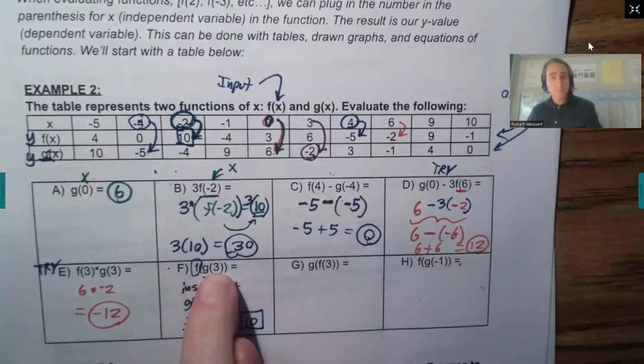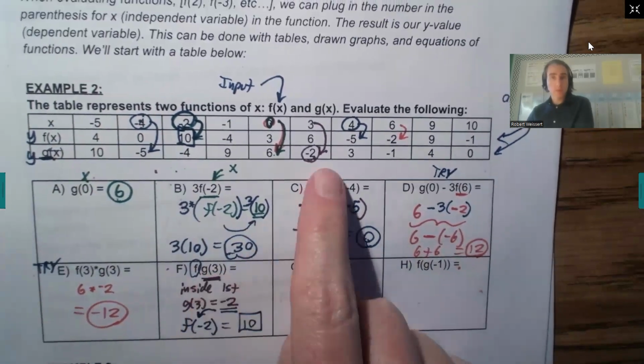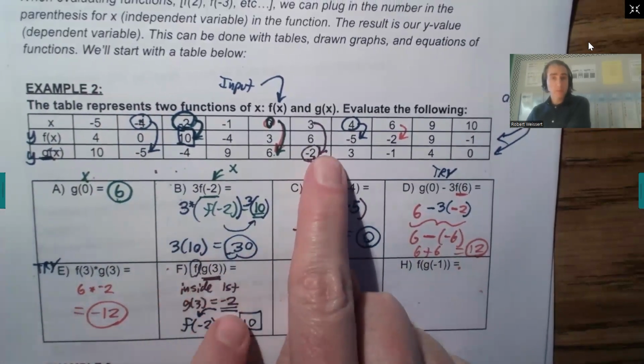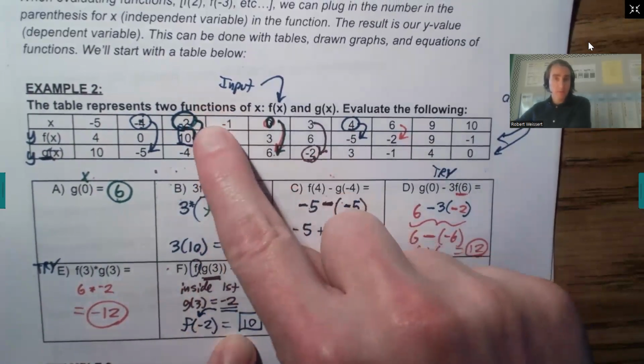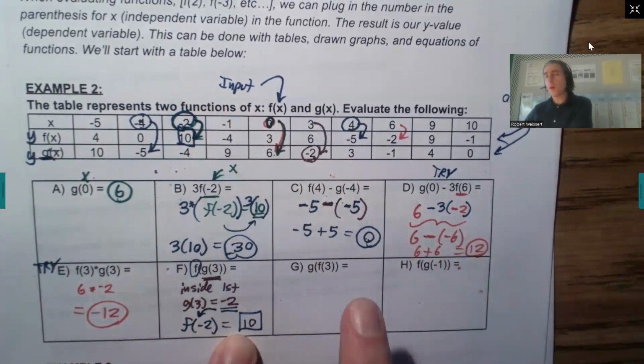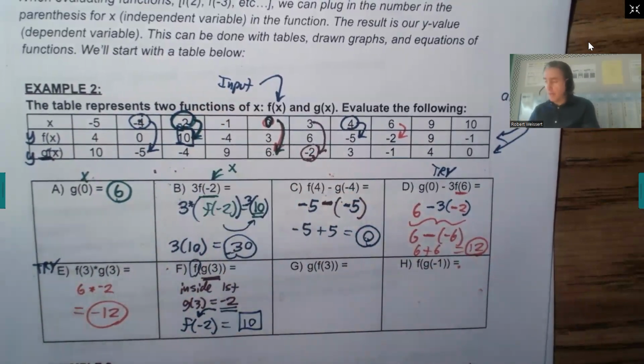We plug in the inside, we get our output, we use that output, and we plug it into the outside function, and we get our final answer. Let's walk through g once together, and then you can try h.